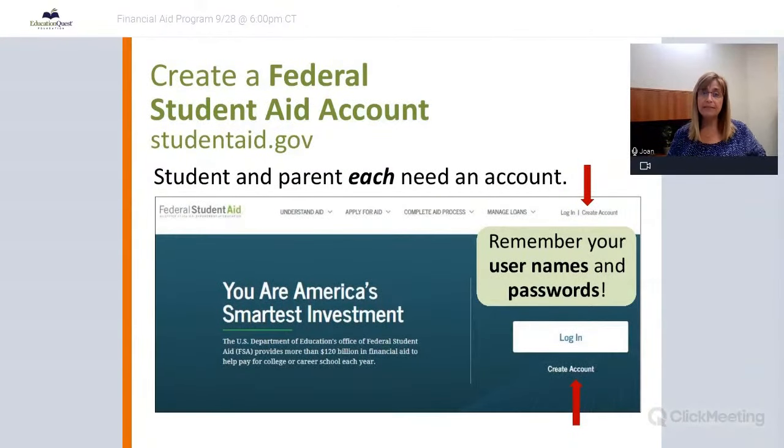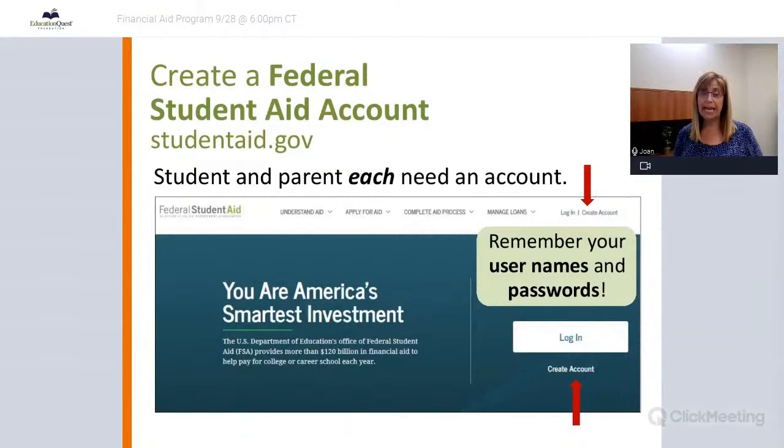The first step in the FAFSA application form is obtaining what we call a student aid account, or some of you might know it as the FSA ID. The student aid account is something that the dependent student and at least one parent in the household is going to register for. You will go out to studentaid.gov and you will actually create an account. You see a little red arrow there? Up in the top right-hand corner, create an account is where you will do that.